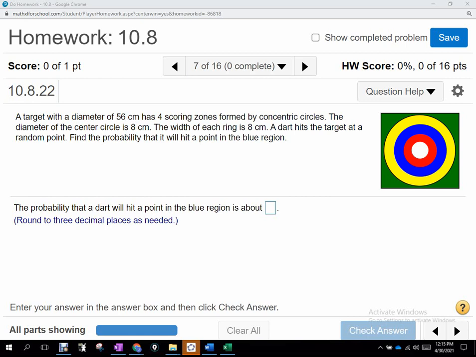Alright, so a target with a diameter of 56 centimeters has 4 scoring zones formed by concentric circles. It says the diameter of the center circle is 8. The width of each ring is 8. A dart hits the target at a random point. Find the probability that it will hit the point in the blue.